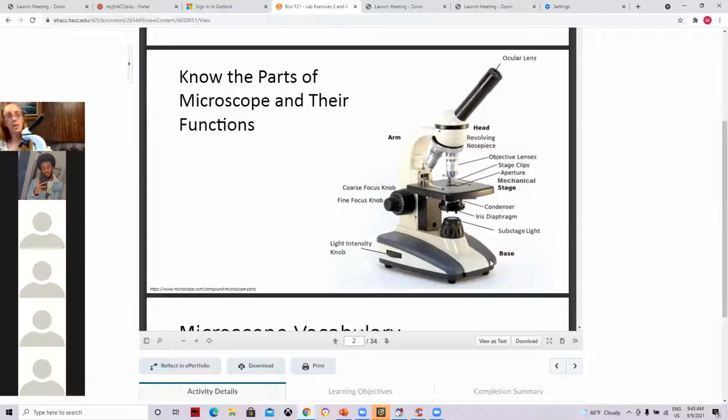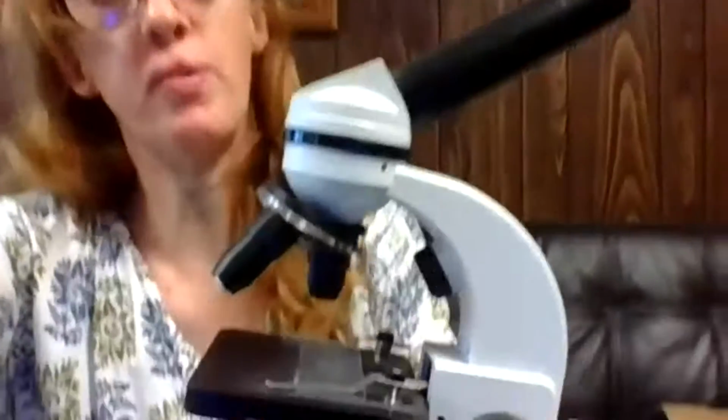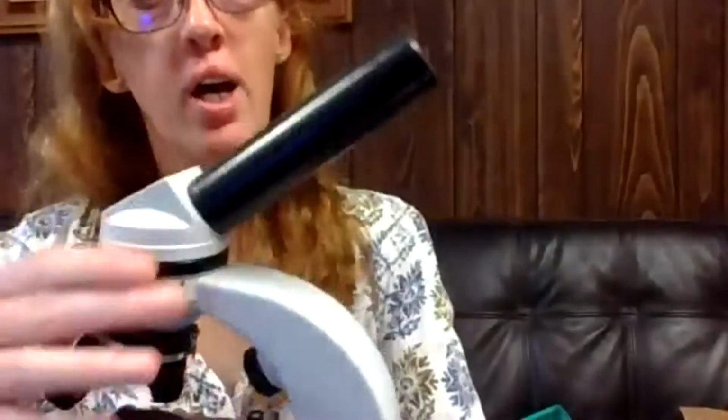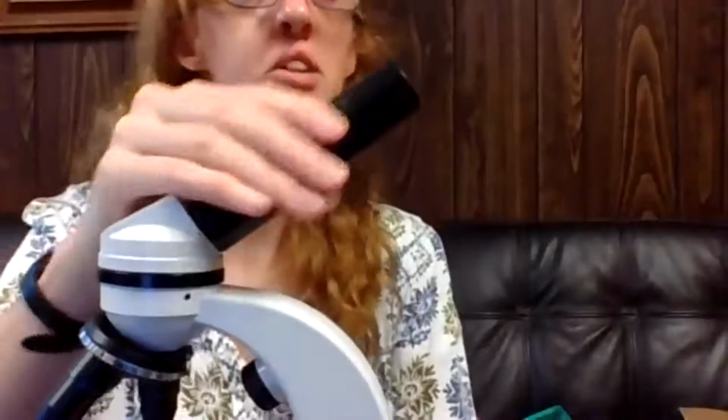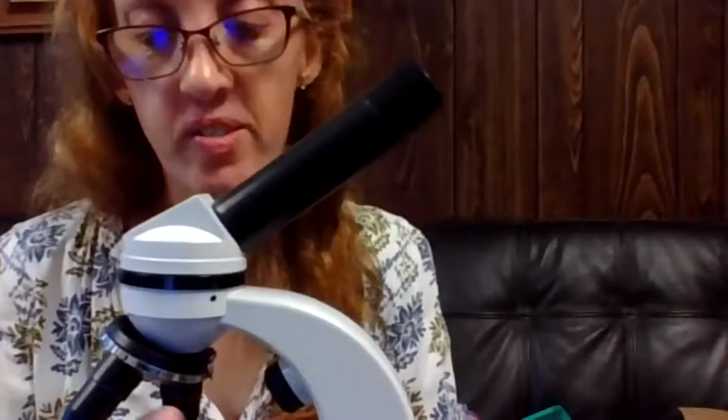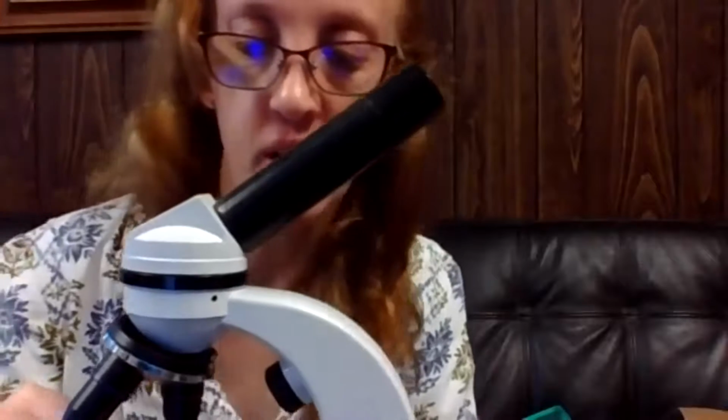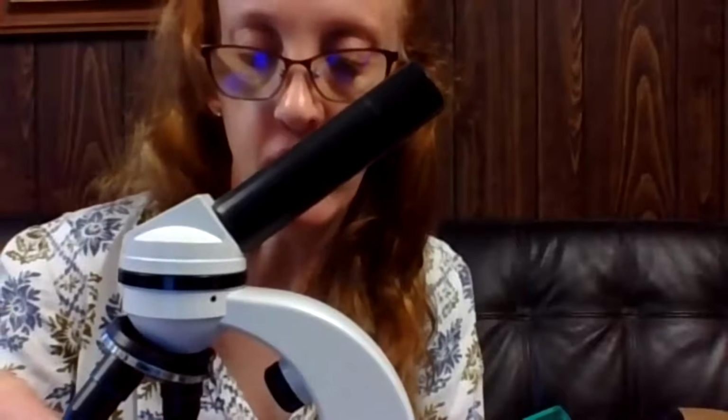I have a little tiny mini microscope. I'm going to stop sharing just for a moment here. So I have a little tiny mini microscope, and I actually purchased this microscope at a thrift store for, I think, $5. It's called My First Microscope, and I don't know who makes it.